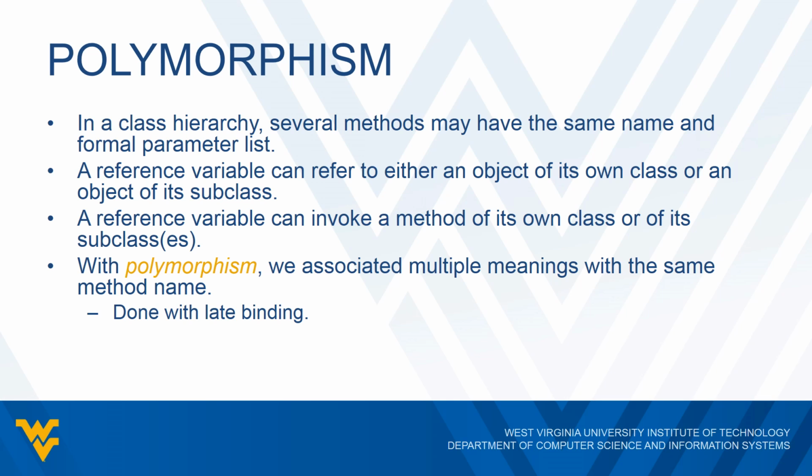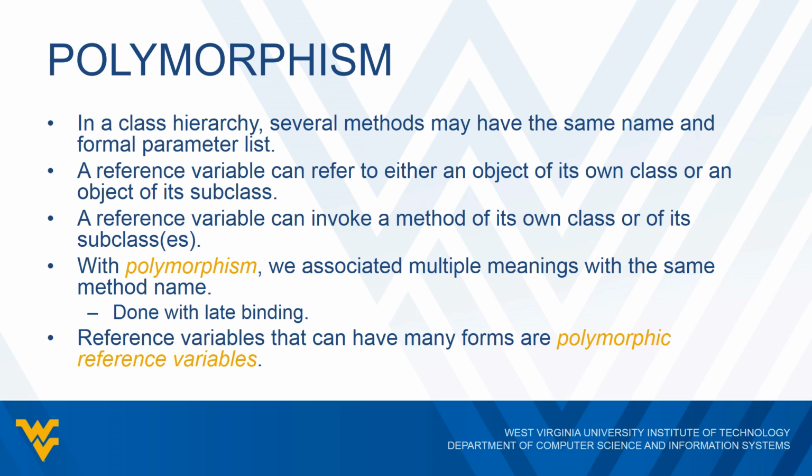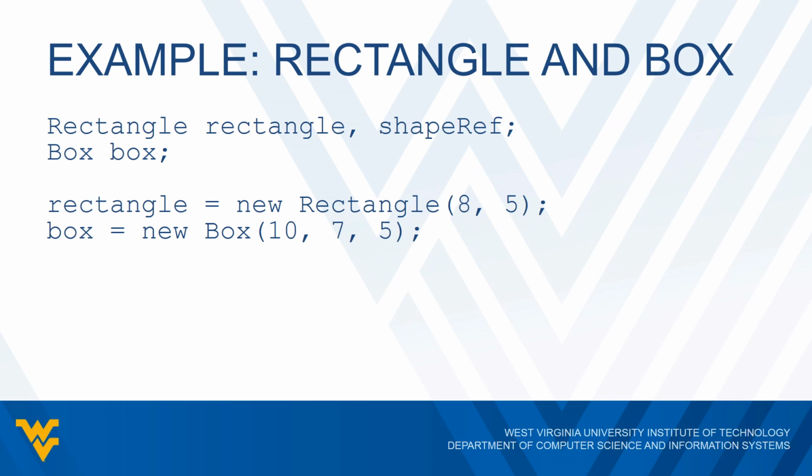Now we have these reference variables, which means that they can have multiple forms. So we say that reference variables that can have many forms are called polymorphic reference variables. These can refer to objects of their own class or to objects of the subclasses inherited from their class. So from our earlier example, the reference variable nameref can actually point to an object of the person class, or it can point to any object of the employee class.